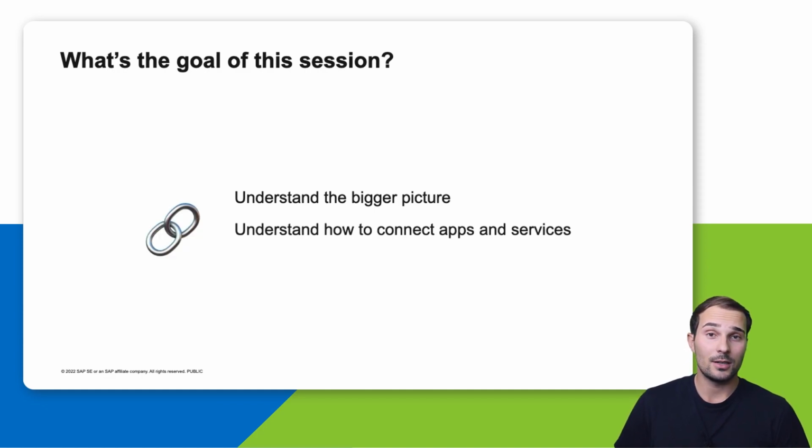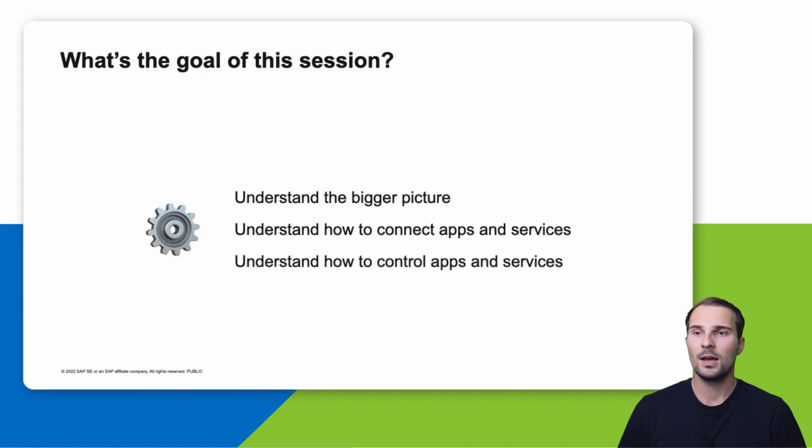We actually want to understand how to connect apps and services, right? We have apps that require runtime, and we have services. We can create instances of services that Cloud Foundry provides, for example, the destination service, authorization service, or any other service for that matter. And how can we connect those two, and how are those two different also? And we want to understand how to control apps and services. How can we update apps? How can we create a new instance of a service? How can we delete things, right?